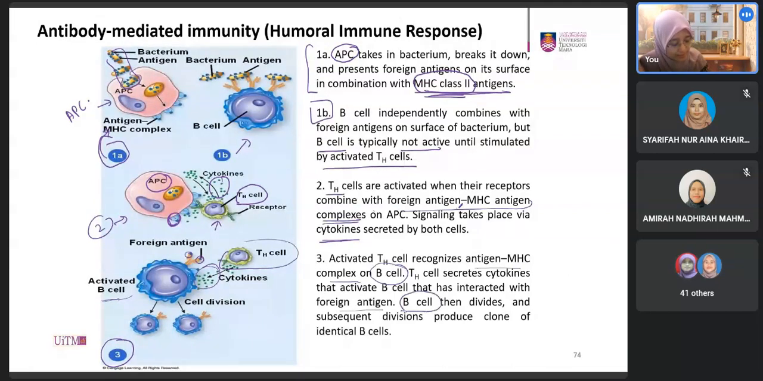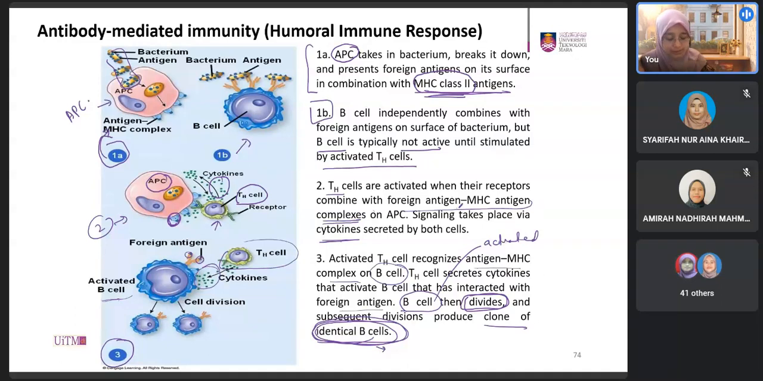So once the B cell is activated by the cytokine released by the helper T cell, it then proliferates and differentiates. Divide ni maksudnya differentiate lah, kan, into two clones, which is the memory and also the effector. Then divides and subsequent division produce clones of identical B cells. Why does it mention identical B cell? Because now the many B cells produced through the process of proliferation tadi, all these B cells will have receptors against the same pathogen, against the same antigen of that pathogen.